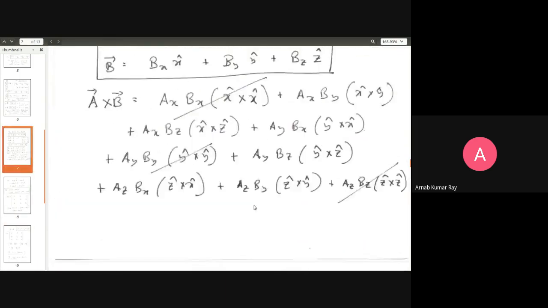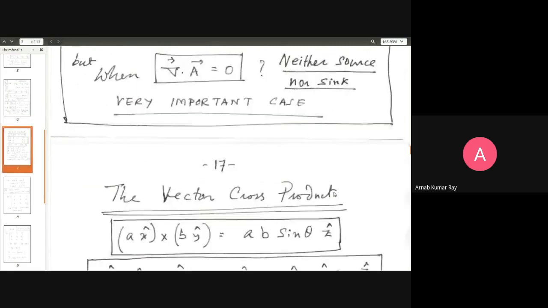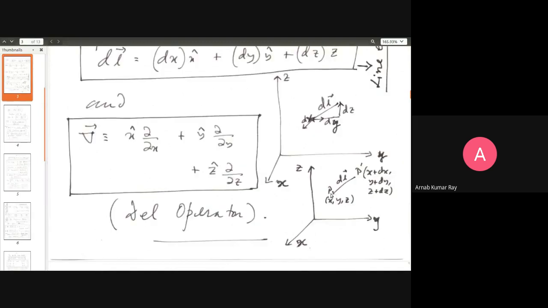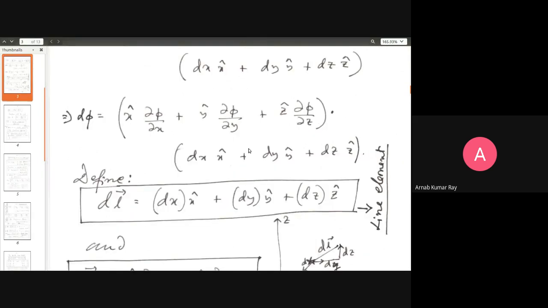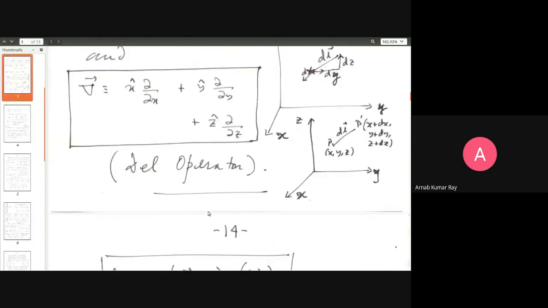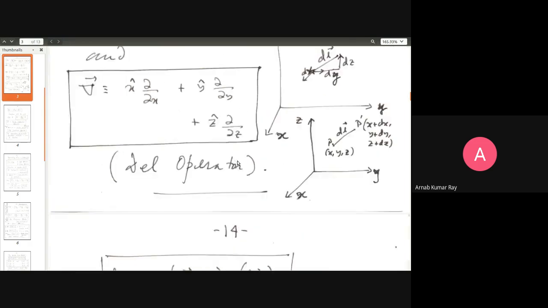And if you have divergence of A with three components, ax, ay, az, this is what you write: del del x of ax plus del del y of ay plus del del z of az. So that is all there is to it for the divergence operation, and for the curl operation. And of course, we also have the scalar multiplication. So when you have del of a scalar, as in this, del phi, you write this: x cap del del x of phi, y cap del del y of phi, z cap del del z of phi. So these are the three things that you have to do all the time.